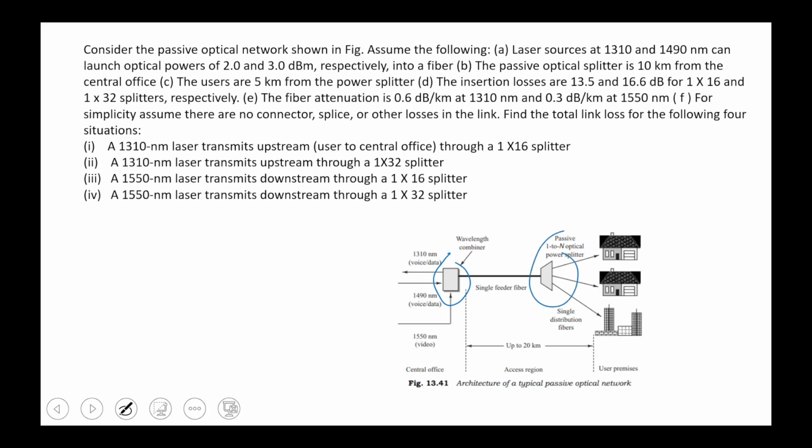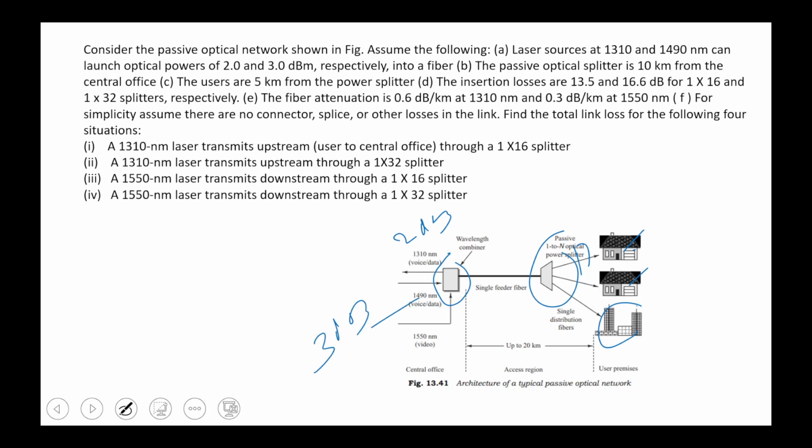There is a splitter of that data, a single feeder fiber, and it goes to a multi-story building. There are some couplers to splice further the coupling, power and signal, and on the output side maybe wavelength division multiplexing or TDM, TWDM, will be there in that case also. You are given that the laser sources at 1310 and 1490 nanometer can launch optical power of 2 and 3 dB. So 1310 is 2 dB, and for 1490 it is 3 dB.